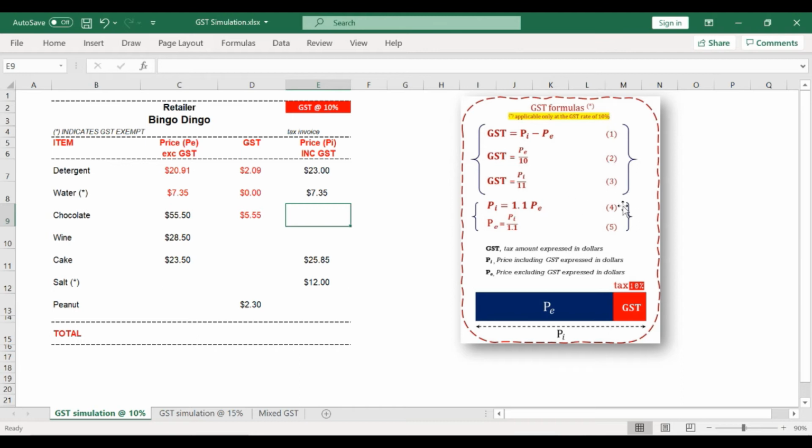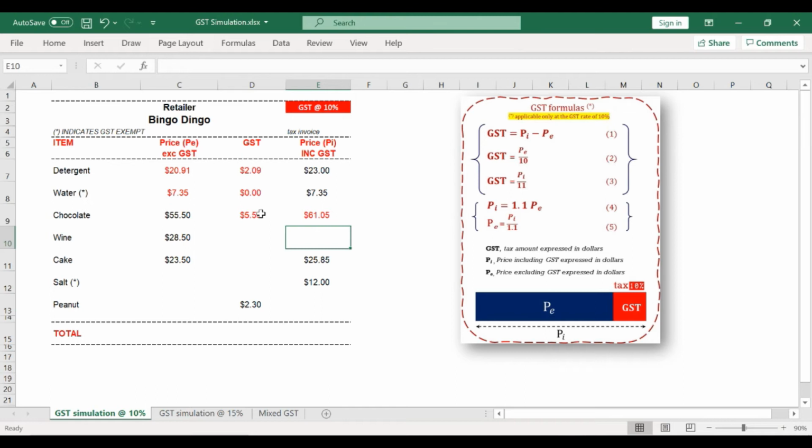Now the price including GST can be calculated using equation number 4, since we have the price excluding GST. So we simply type equal, and then we have this number 1.1, and we multiply it by C9, which is the price excluding GST. And $61.05 is the answer.